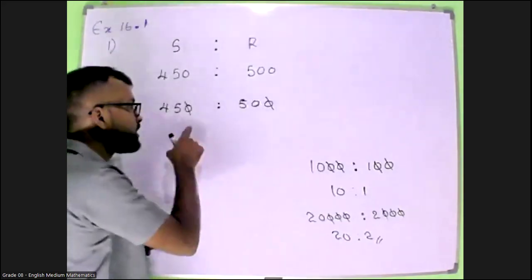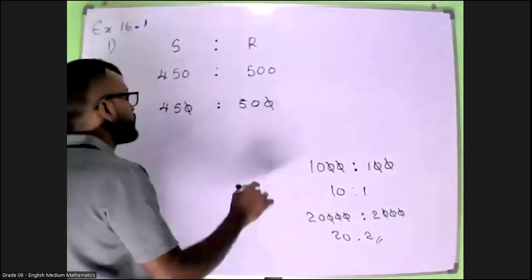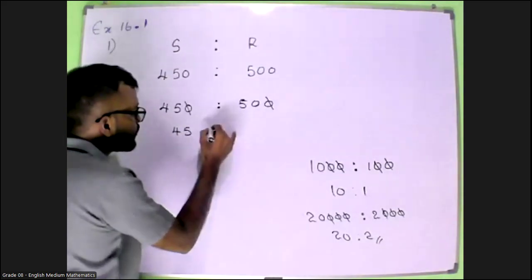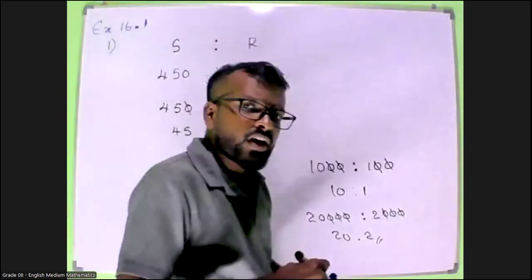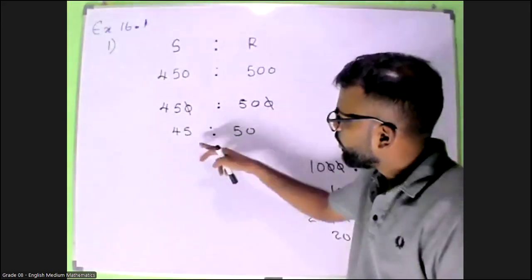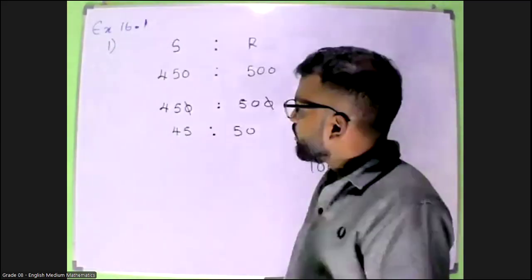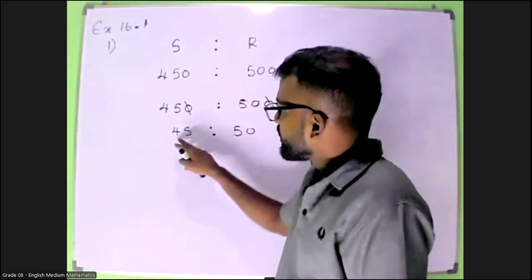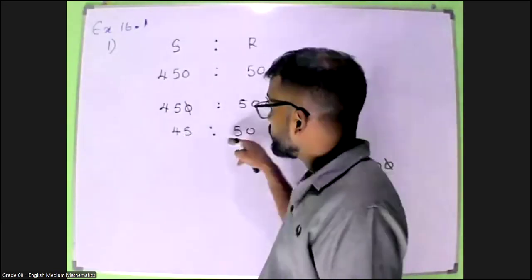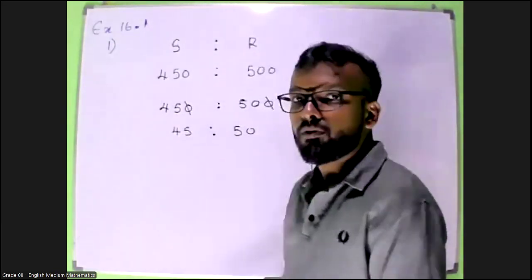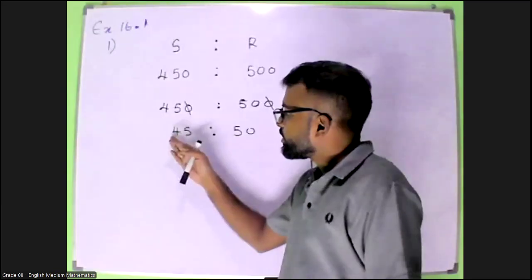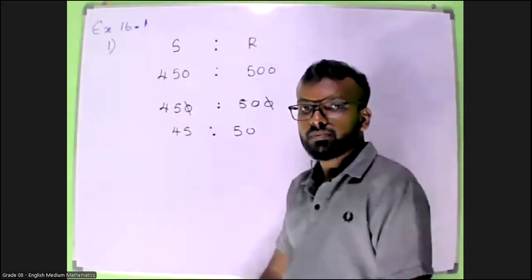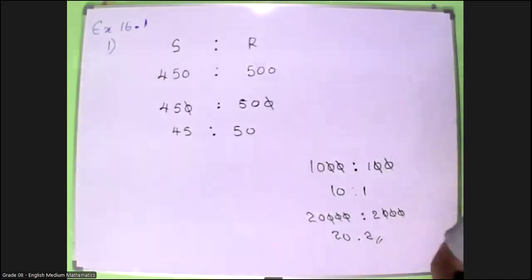So here, the same thing I have applied. 0 to 0, so you will get 45 to 50. Can this be simplified more? 45 to 50. What is the number that you can divide both these numbers by at once? There are a few numbers, but tell me one number that you can divide this and this by at once. 5, sir. Sorry? 5. Yes, 5.